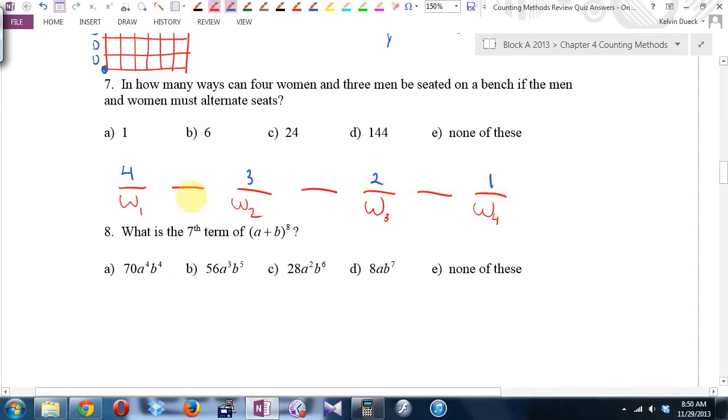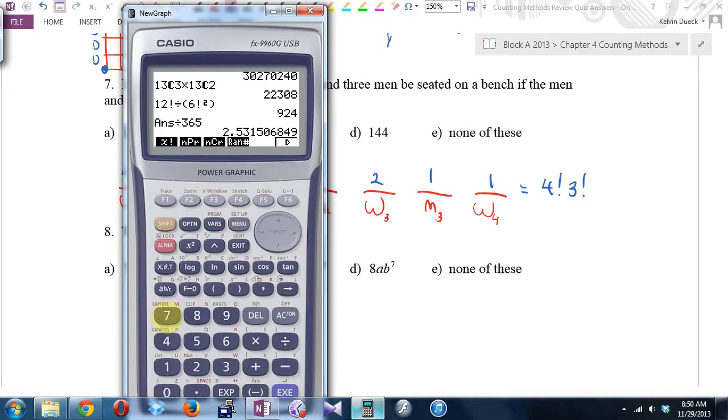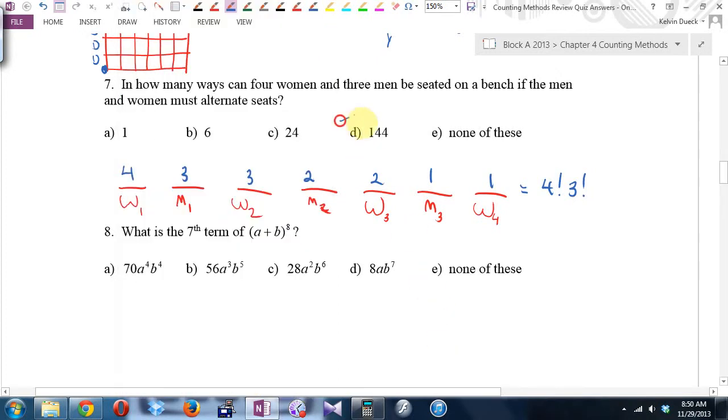Oh, and then I said, you know what? This is going to be first man, second man, third man. I said 3, 2, and 1. I said I could multiply all those out, but I actually noticed it ended up being, as a shortcut, that. Yes? Because I did go 4, 3, 2, 1. And so I'm going to type that on my calculator. 4 factorial times 3 factorial. And it looks like there's 144 different ways if we have to alternate. So this was just taking a fundamental counting principle with a restriction.